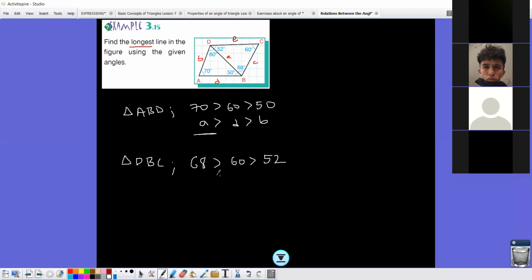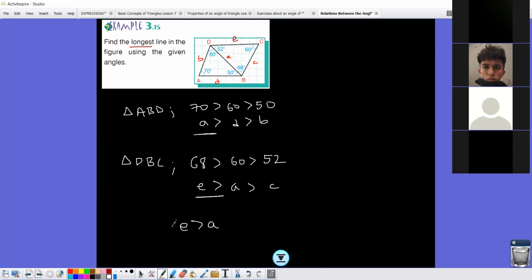Now, what we have? E, ECD. Opposite of 60, which one we have? A. A we have. EAC. And opposite of 52, we have C. And as you can see in the triangle DBC, we have E longer, yes? Yes. Now, E is greater than A, as you can see. So, E is greater than A.